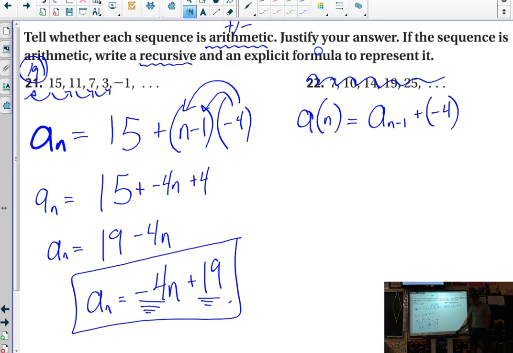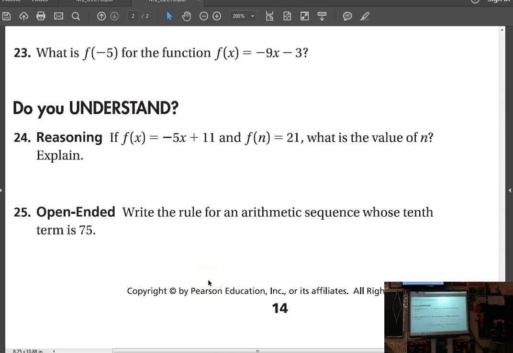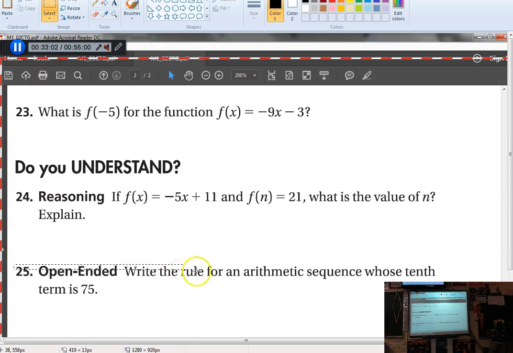Any other questions on these? Yeah. 25. So the problem is, these open-ended questions, there's infinitely many responses that are correct. It all depends on how crazy you want to get.